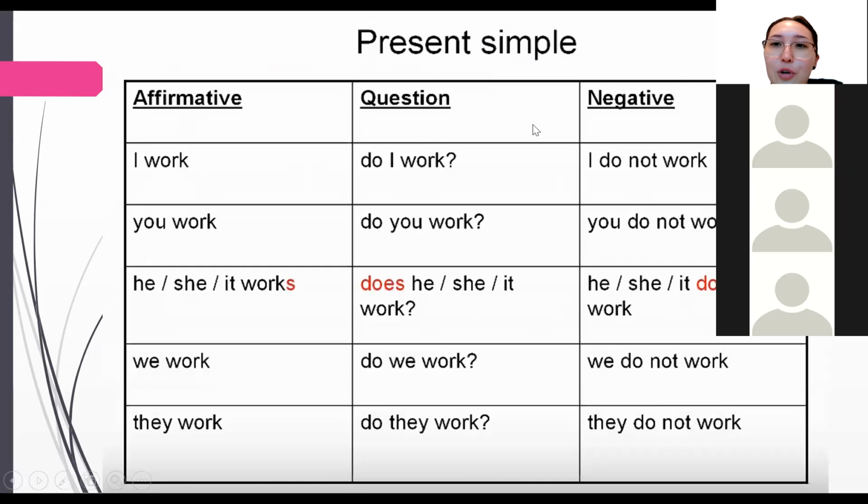And this is a form for present simple tense. What is a form, guys? The first column is affirmative, the second column is question, the third column is negative. We use what type of verb we use?